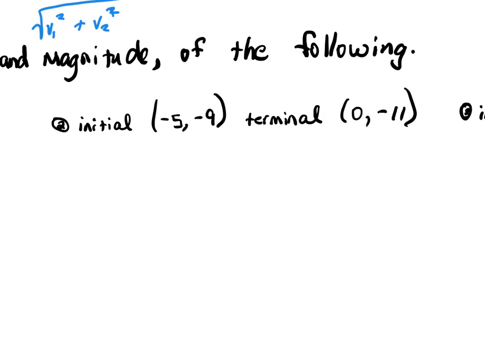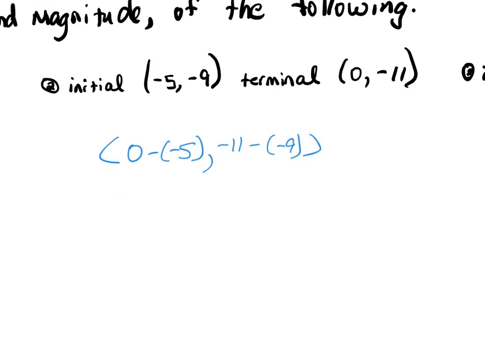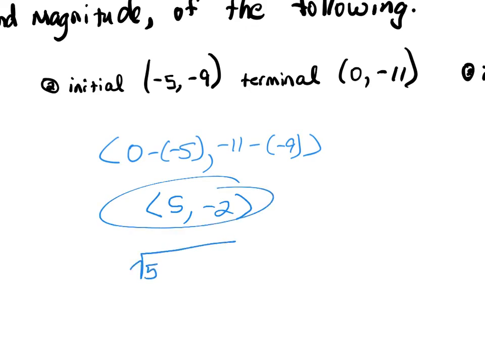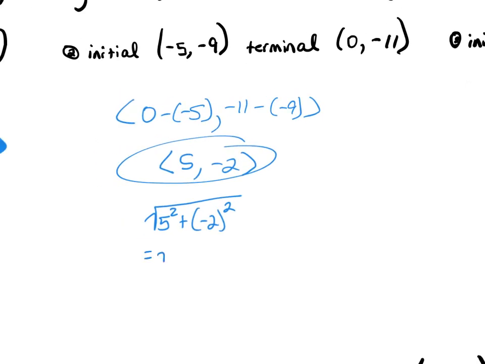So in this case, terminal minus initial, it's going to be what minus what? Tell me. 0 minus negative 5, good. And then what? Negative 11 minus negative 9. 0 minus negative 5 is 5, comma, negative 11 minus negative 9, negative 2. There's my vector. To find the magnitude, guys, I would say what? 5 squared plus negative 2 squared. So I have 25 plus 4. So my magnitude is root 29. Questions?